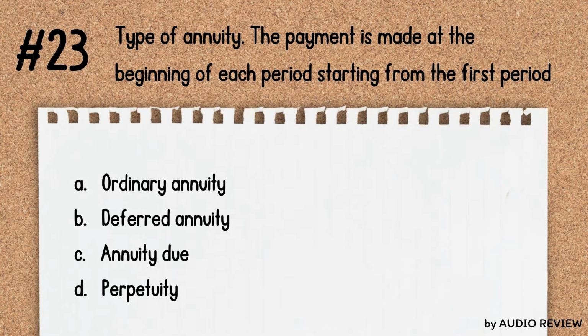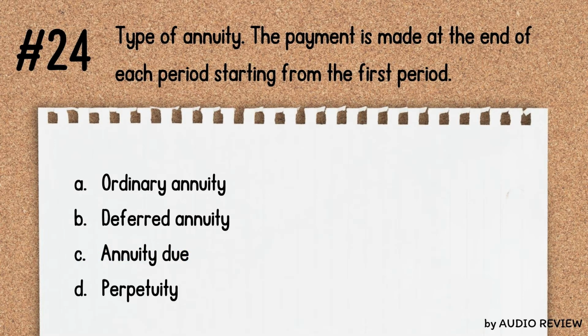Question 23. Type of annuity. The payment is made at the beginning of each period starting from the first period. A. Ordinary annuity. B. Deferred annuity. C. Annuity due. D. Perpetuity. The answer? It's C. Annuity due. It is a type of annuity where the payment is made at the beginning of each period starting from the first period. Annuity due.